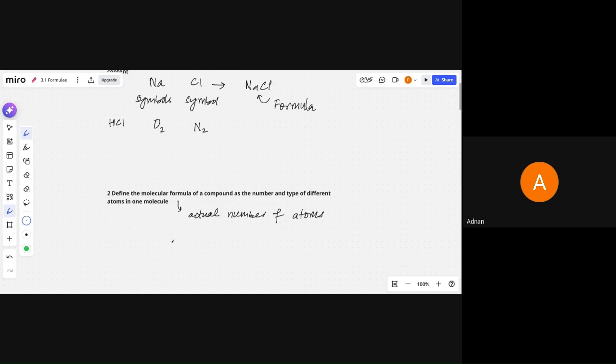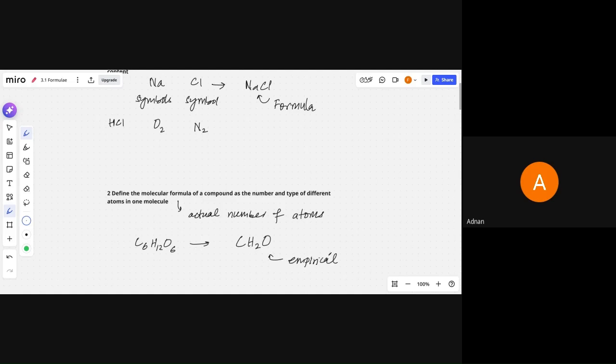So let me write glucose. The formula for glucose is C6H12O6. If I write its simplest form, the simplest ratio of these atoms, that is going to be CH2O. I divide this whole thing by 6, and I get a simplified version, CH2O. So that is the empirical formula.